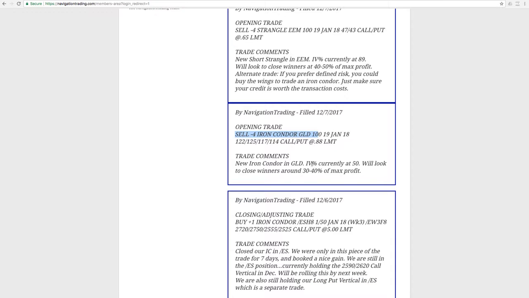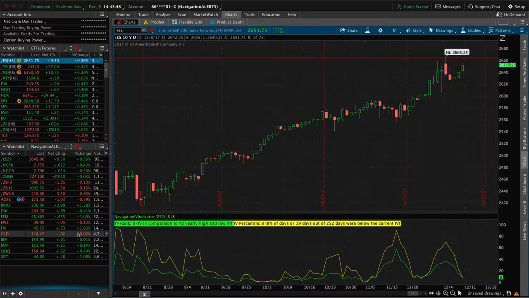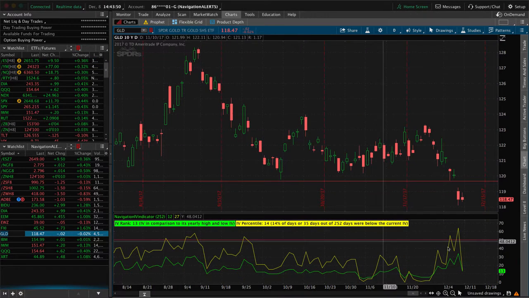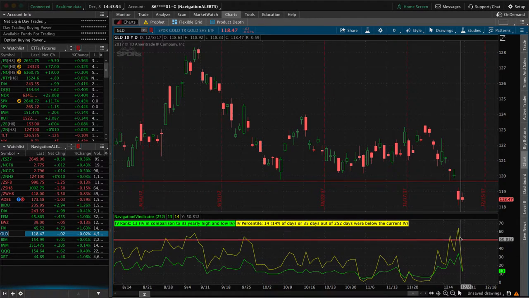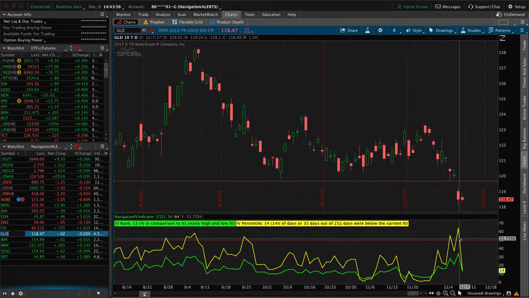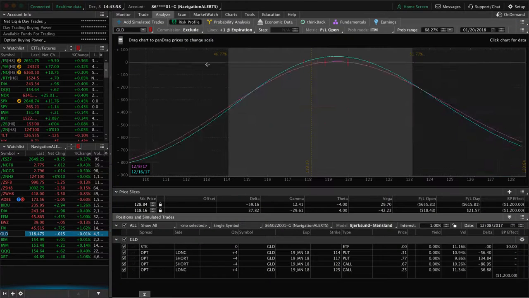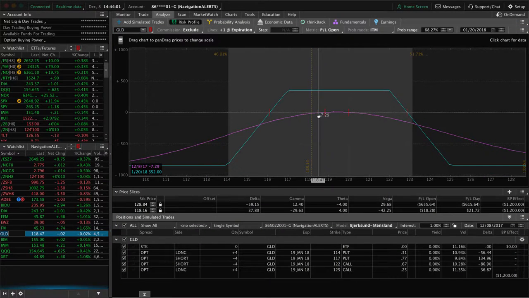So in GLD, the IV finally got over 50. It's been a while since we've done a gold trade. And if we take a look, it's already come down significantly today. So we got that on when the IV percentile was at about the 50 level. And so we're just waiting for some more time to pass to get some profit out of GLD.